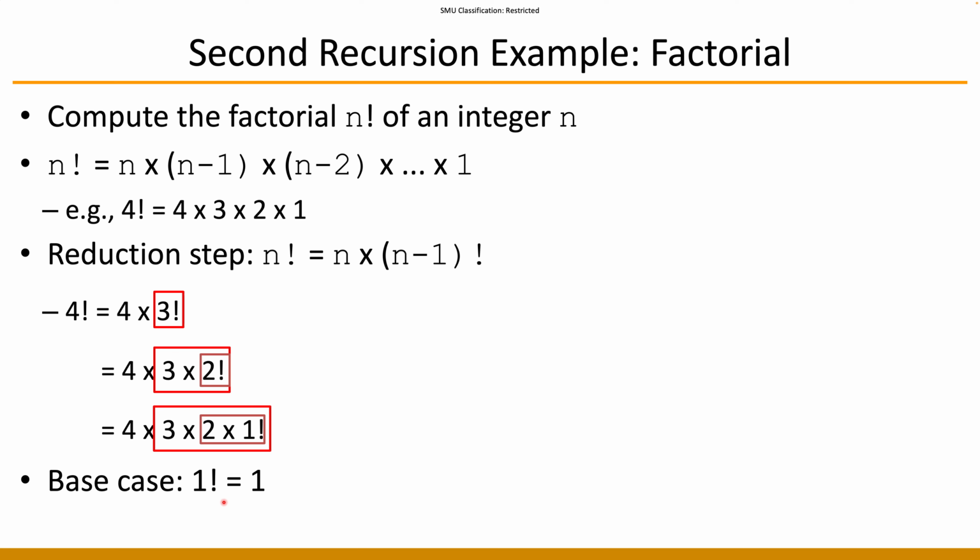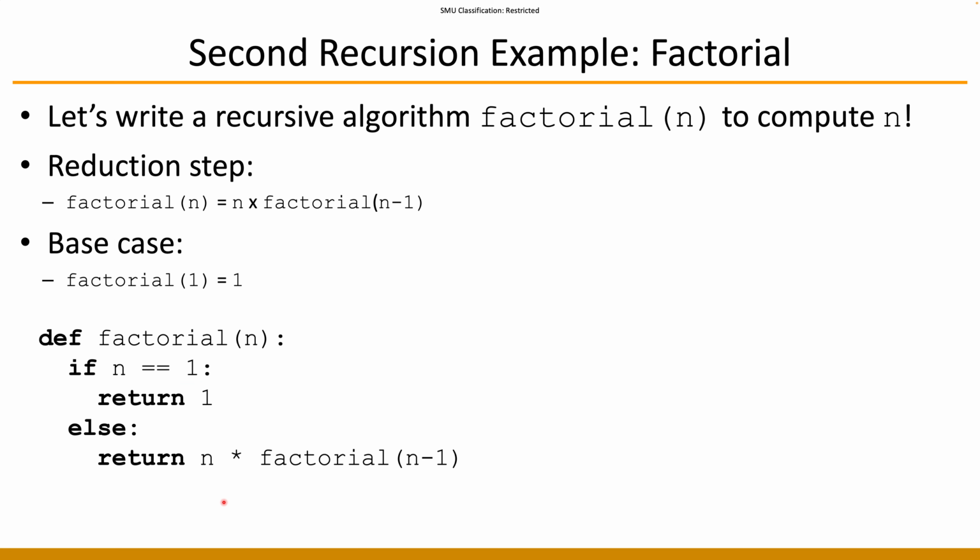So you put it together, then you have a very simple code reduction step. Factorial n equals n times factorial n minus 1, exactly the same as the math equation that we have previously. And then the base case is that when your n value equals 1, you simply return 1, right? So inside this recursive function, this is how we achieve it.